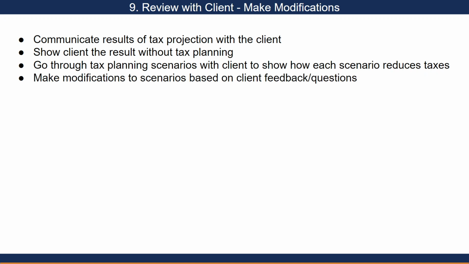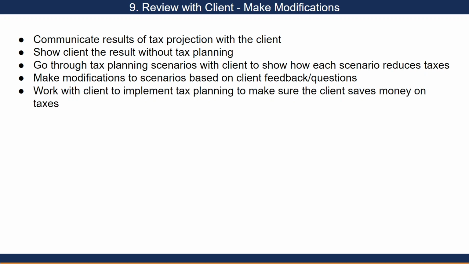And then we make modifications to scenarios based on client feedback or questions. So a client might come and say, hey, I'm interested in giving this much to charity, or I'm interested in hiring my children, or I'm interested in certain things. And maybe if they're interested in hiring children, it's an amount of what they could reasonably pay that child this year. So you have a discussion with them about how many hours the child could work and what kind of duties they could do, and you get into a reasonable compensation type of discussion with them. And then you can update that scenario with that reasonable number.